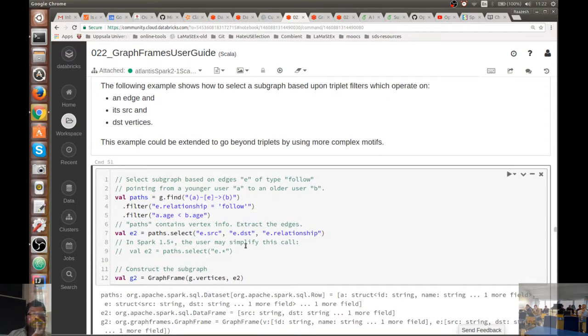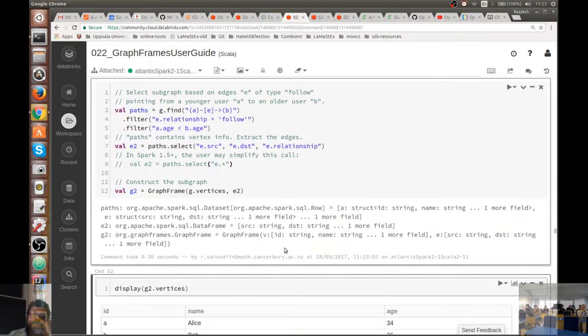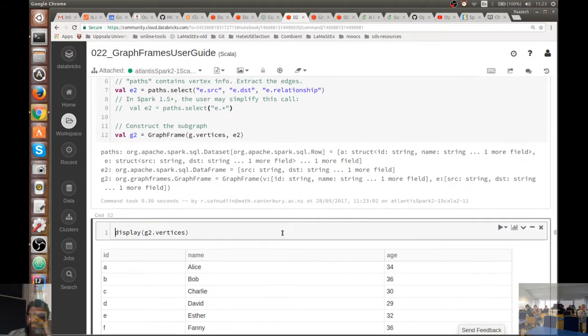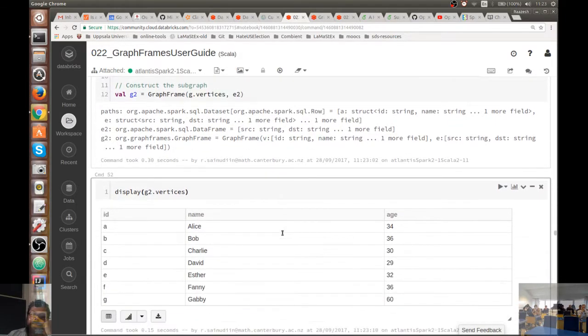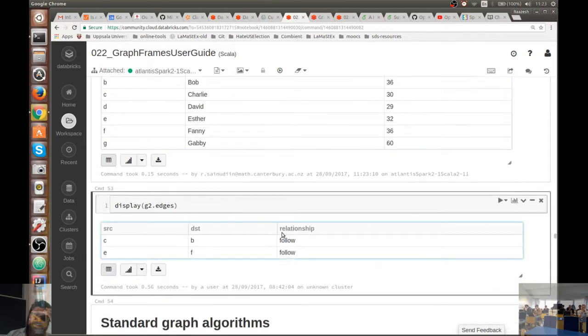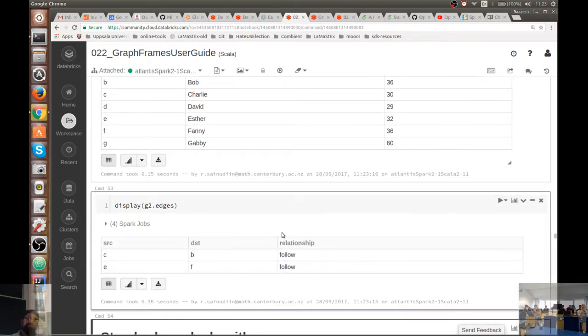Okay, so now these are specific paths I'm interested in, and then I can use the paths that I've just found, and I can select e.source, e.dst, and e.relationship to create my new set of edges, right, that satisfy these conditions. And then simply call my G2 to be a GraphFrame with vertices and these specific edges. So that gives me a different thing. So of course, you can do all kinds of things.